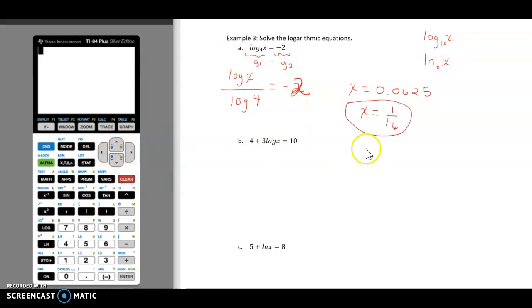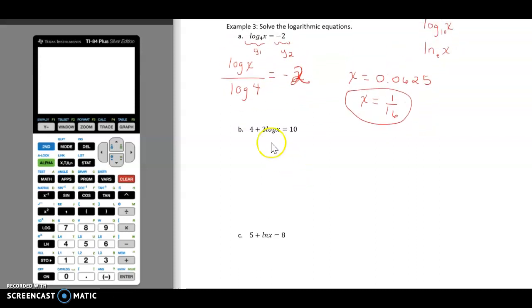Remember, you have to check logarithms. You want to make sure that when you plug the number back in, that whatever the argument is, so in this case, the argument is x, that it doesn't result in a negative argument. And in this case, 1/16 is positive. So we're good here, okay? So looking here, we're going to go ahead and solve this graphically. We have 4 plus 3 times log of x equals 10.